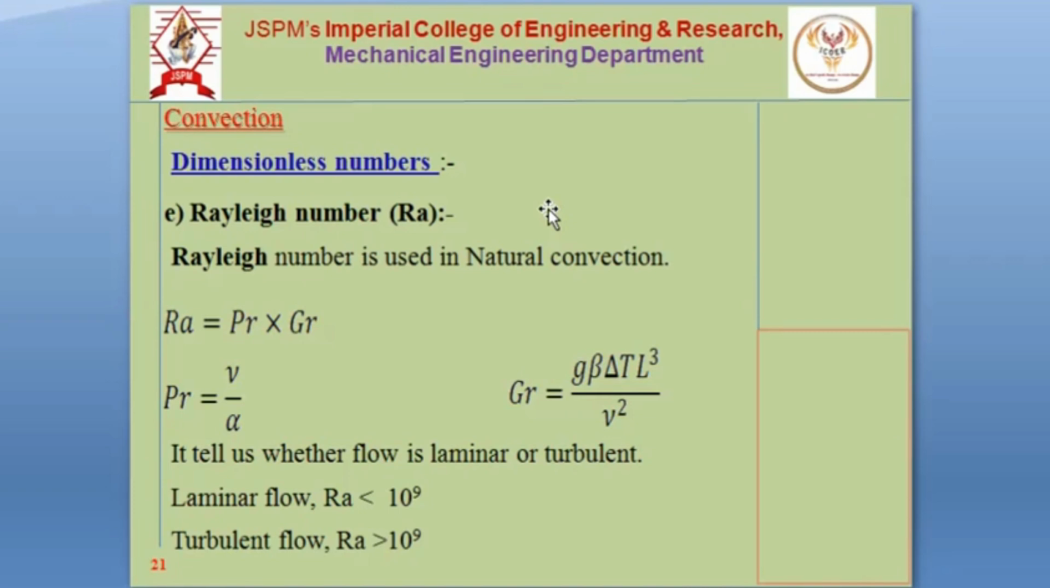Similarly, the Rayleigh number tells us whether the flow is laminar or turbulent for natural convection. Please understand, there can be turbulent flow in natural convection. What is the criterion? The Rayleigh number. If the Rayleigh number is less than 10⁹, it is laminar flow. If it is greater than 10⁹, it is turbulent flow.